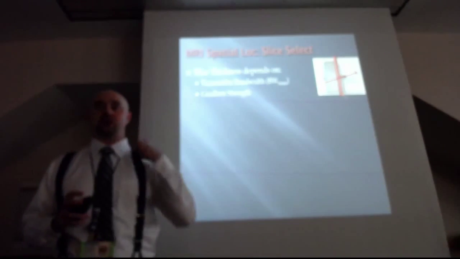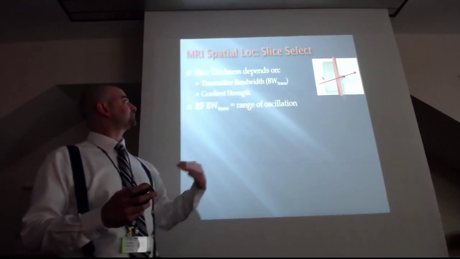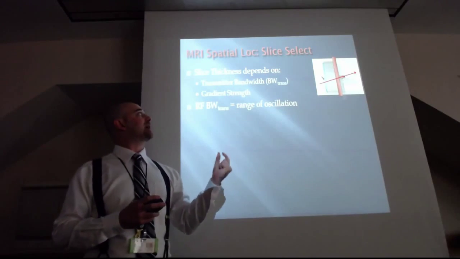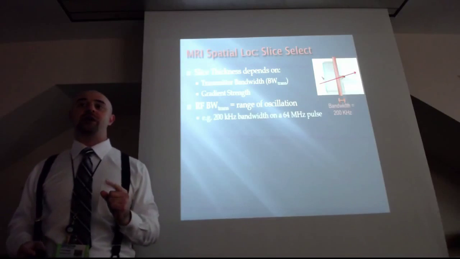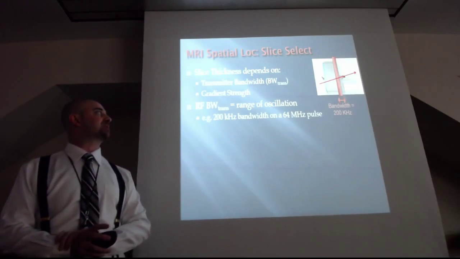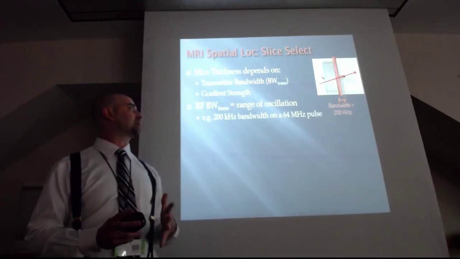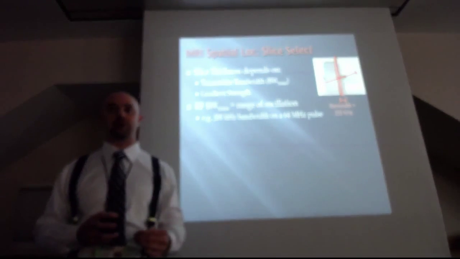Now, how do we make an actual slice or an axial image? Well, we have to set the thickness, and the thickness depends on both the transmitter bandwidth, which we'll talk about in a second, and gradient strength. So what is exactly the transmitter bandwidth? Well, the transmitter bandwidth is a range of oscillation. Here, let's just say we select it to be 200 kilohertz, right?